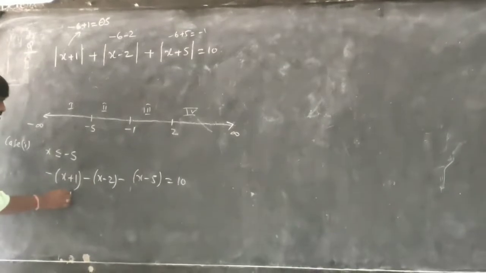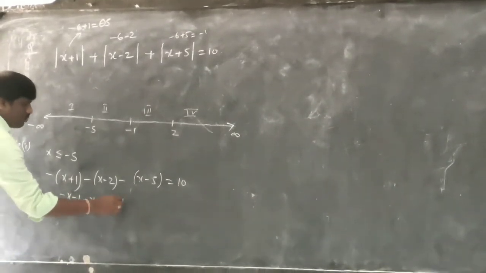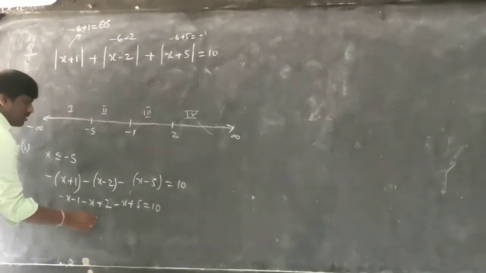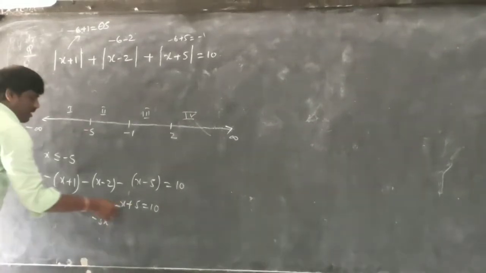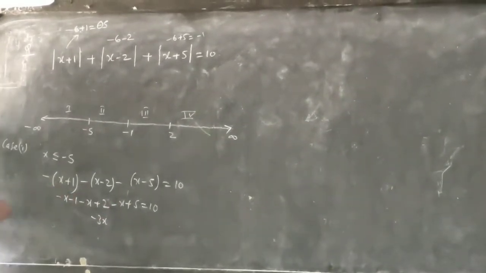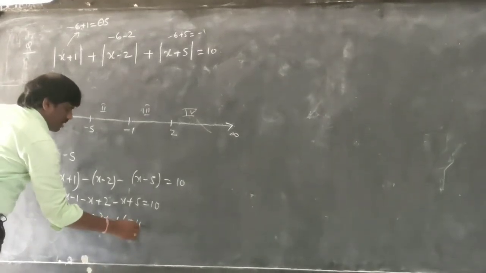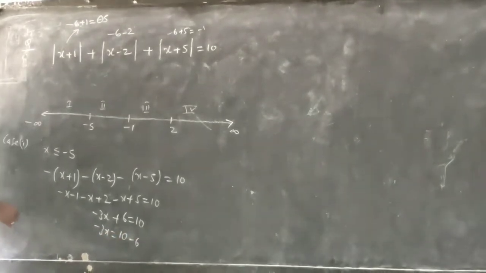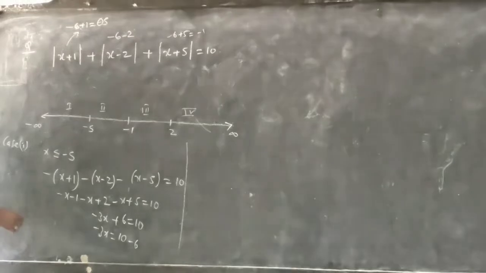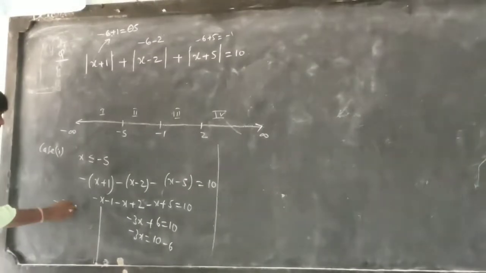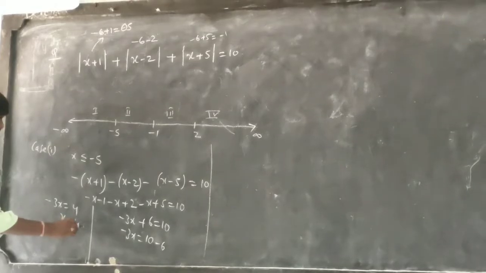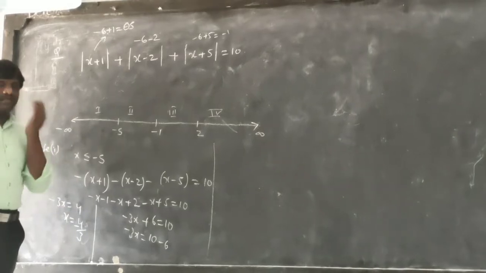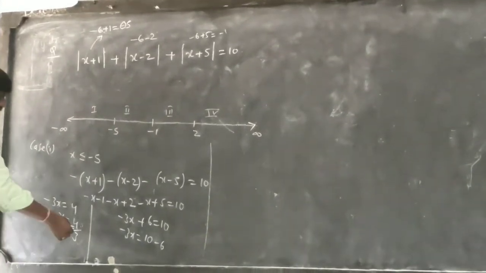So what happened here? Minus x minus 1 minus x plus 2 minus x plus 5 is equal to 10. Minus x minus x minus x is minus 3x. 5 plus 2 is 7, 7 minus 1 is 6. Plus 6 is equal to 10. Minus 3x is equal to 10 minus 6, which is 4. So minus 3x is equal to 4, and x is equal to minus 4 by 3. What is the value of minus 4 by 3? 1 point something, so that is minus 1.6 something.